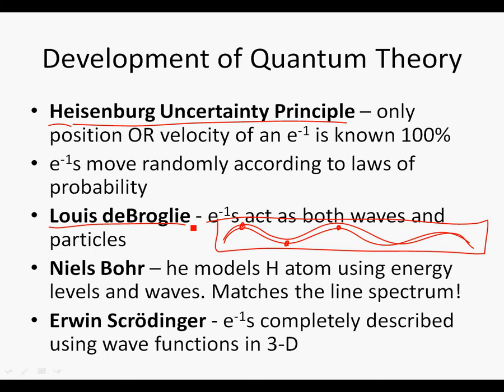All right, that leads to the Heisenberg uncertainty principle. You can't really know where the electron is. And if you do look for it and it happens to be in one specific place, you don't know where it's going to go. You can't know both the position and the velocity with 100% certainty. It's called the uncertainty principle.